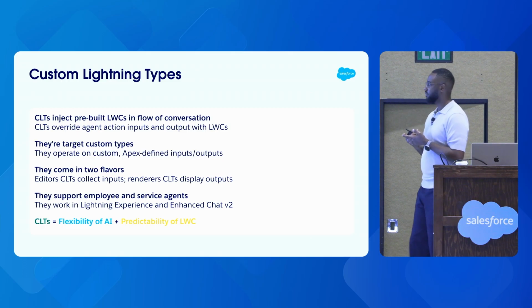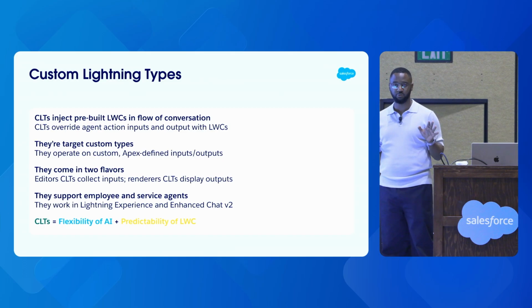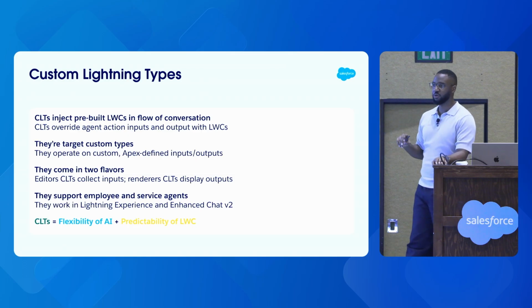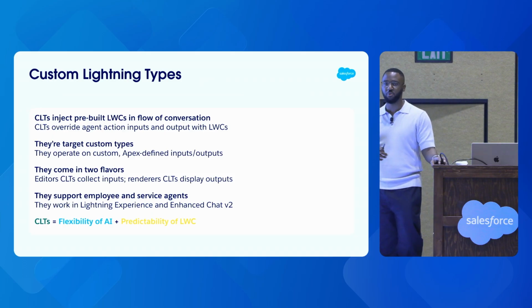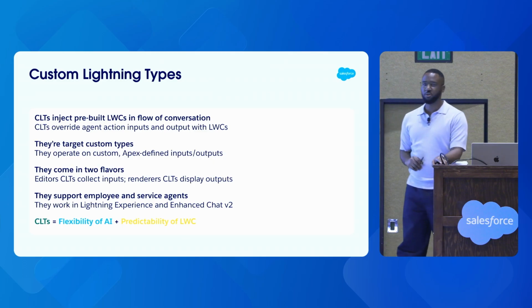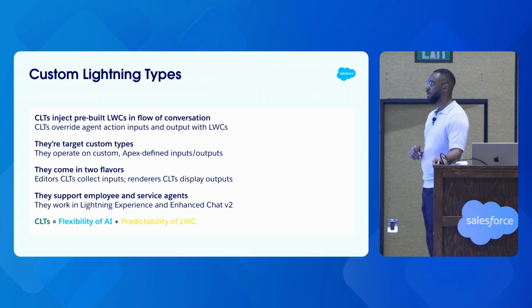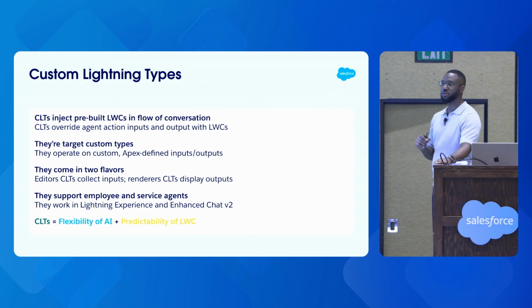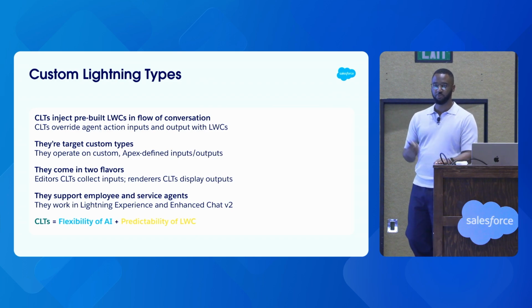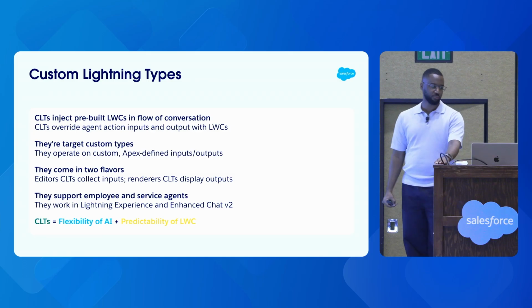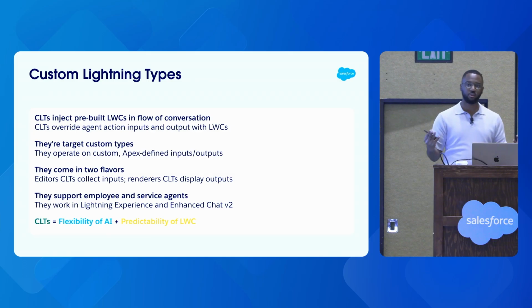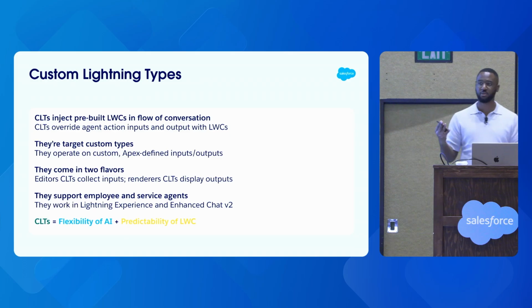Custom Lightning types come in two different flavors. There are custom Lightning types that just display, and those are the ones you're going to use a lot. Like if you want to display product information, reviews, or pictures, you can use what's called a renderer. The other custom Lightning type is for data inputs, for forms, and they're called editors.